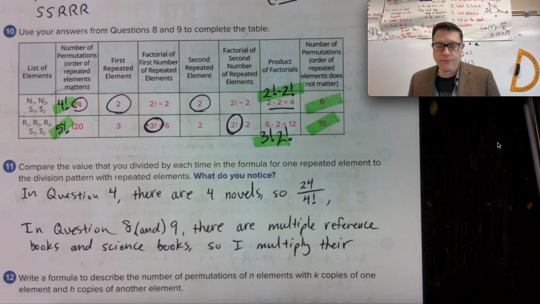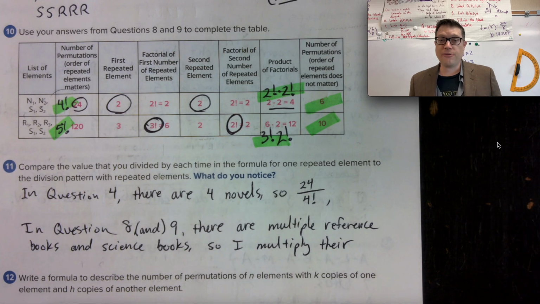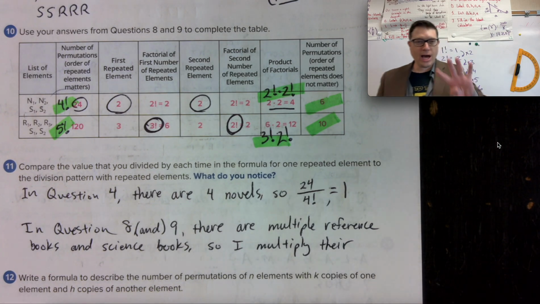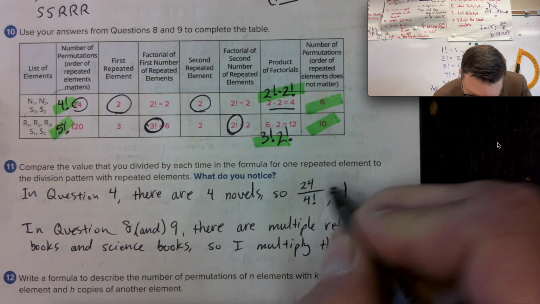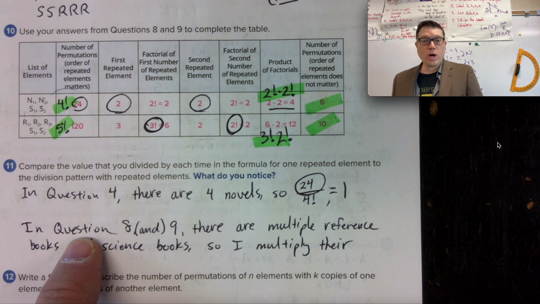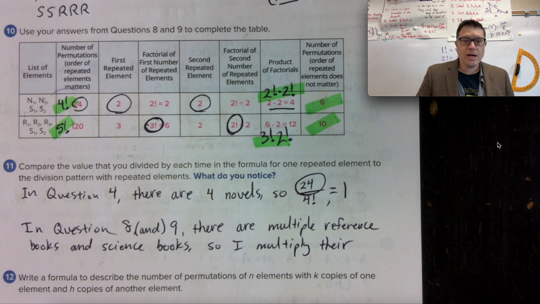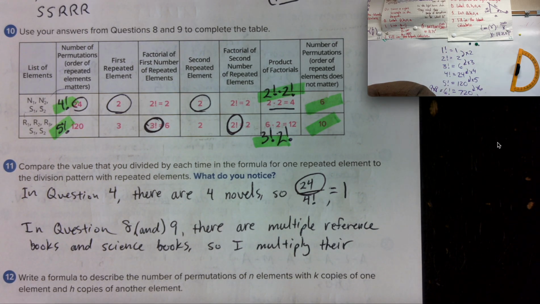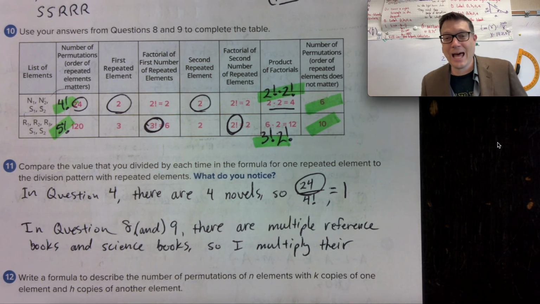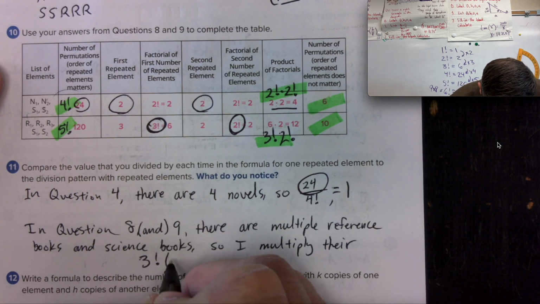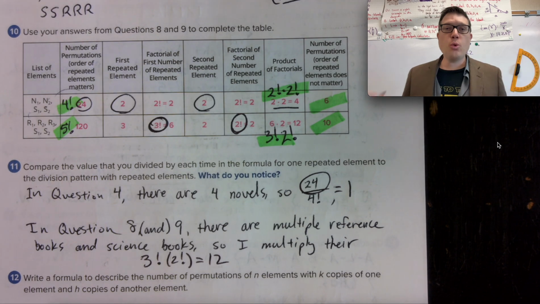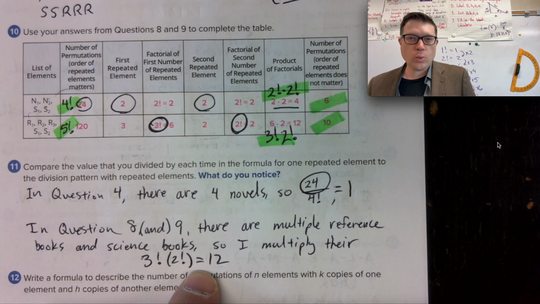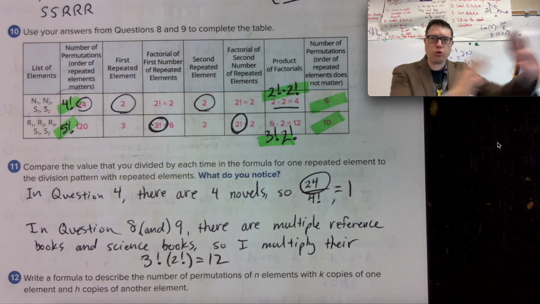You see, in question 4, there were 4 novels. So 24 divided by 4 factorial, that gave us 1 when you had all 4 of them being repeated. There are 24 total arrangements. In questions 8 and 9, there are multiple reference books and science books. So we're going to multiply their repeated elements, 3 factorial, 2 factorial, to actually acknowledge there are 12 different arrangements we're going to get rid of. We're going to sort out those piles and cross them all out.